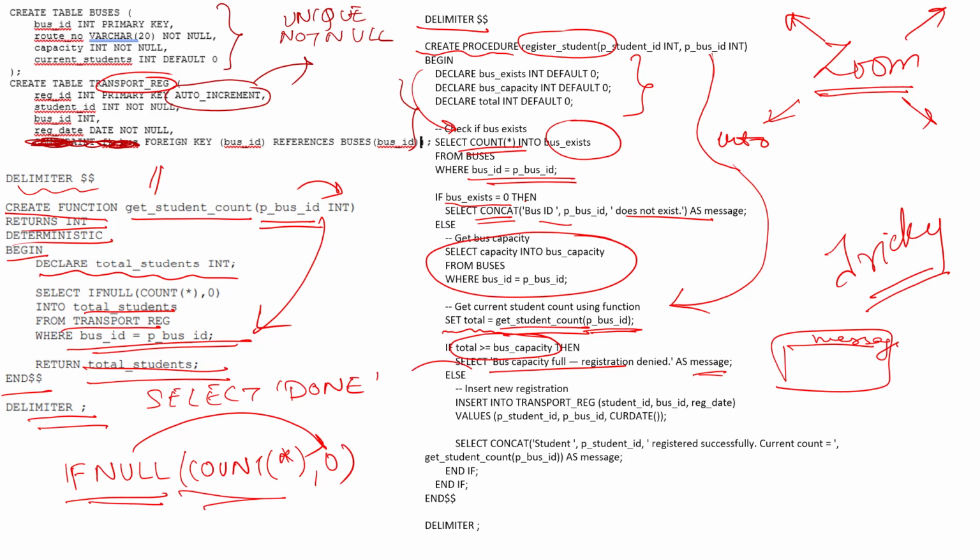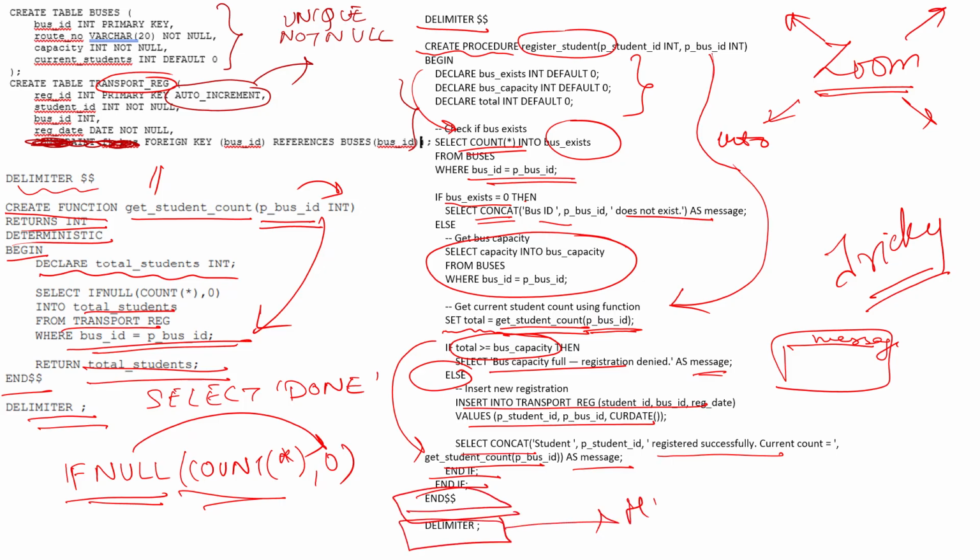Else you insert the values into the table. Select 'registered successfully', current count as message, and your if statement, another if statement, end with the dollar dollar and the final statement. This was your homework also earlier. So this was your answer. If you are still not able to see, zoom it. These questions are very important. Try writing them on your own on your command line.